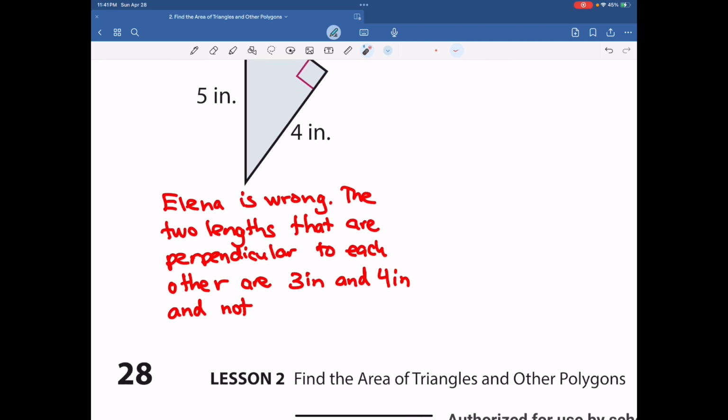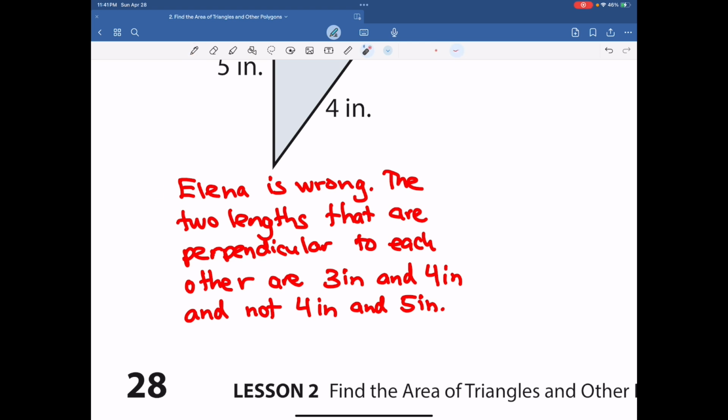So it is not 4 inches and 5 inches. Elena is wrong. The 2 lengths that are perpendicular to each other are 3 inches and 4 inches, and not 4 inches and 5 inches.